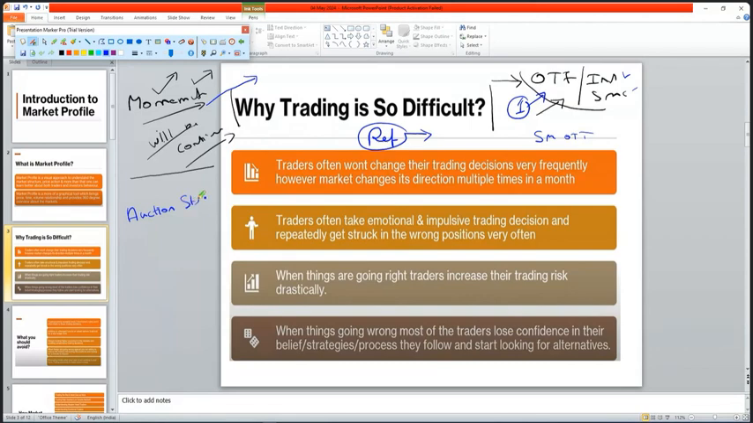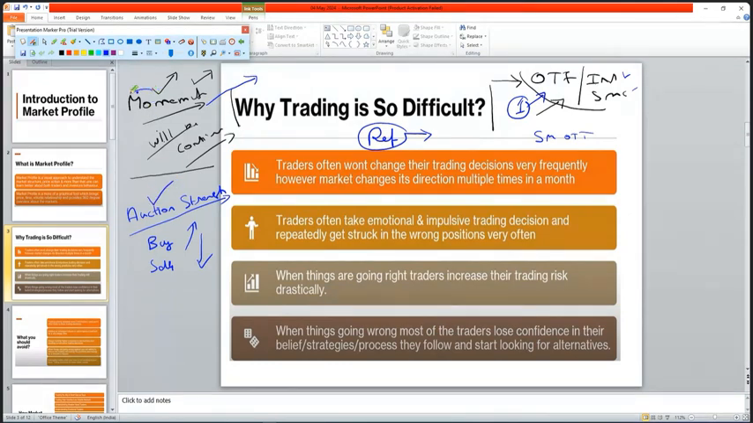Auction strength. Which side is it: buy side auction strength or sell side auction strength, upside auction strength or downside auction strength? Through the market profile, we are able to understand the auction strength.